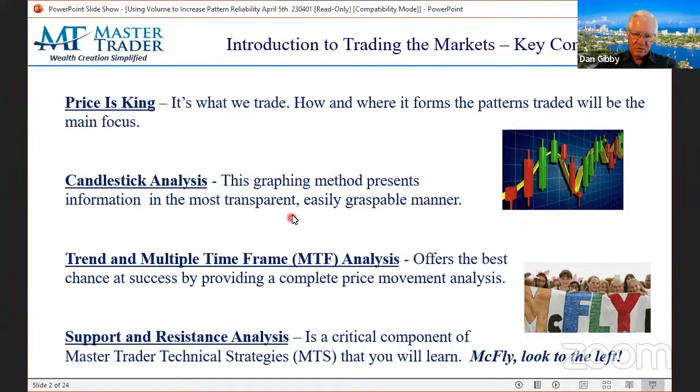All these other concepts that we're adding to the price setup are going to increase the probability of that trade working. Is this particular setup on support for a long, resistance for a short? This is a little fun saying that we've come up with: McFly, look to the left. Let's see, is this pattern on support or is it out in the middle of no man's land?